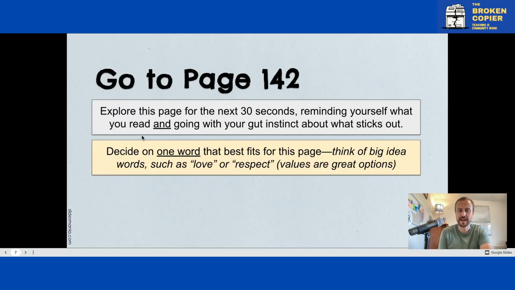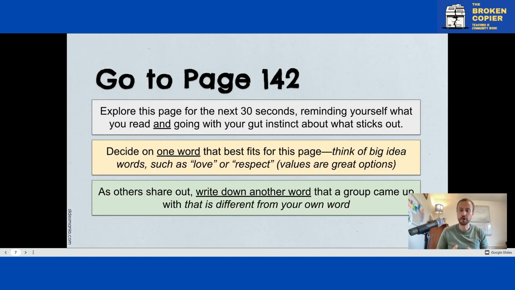A fourth one that I use a lot, as an ELA teacher, is: hey, go back to this page. Whatever we read, write down one word that sticks out, like, what's the big idea word for this page? This is a page about love. This is a page about respect. Give your explanation. And then we go around the room and share those words. And then, of course, they debrief.